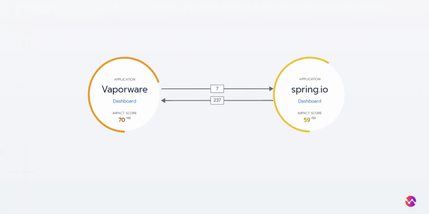Each scanned application is displayed as a circle that contains the application's name, link to a dashboard for more details, and the CodeLogic impact score. Dependencies between applications are indicated by an arrow connecting the apps. The arrow also indicates the count of cross-application relationships and the direction of those relationships.